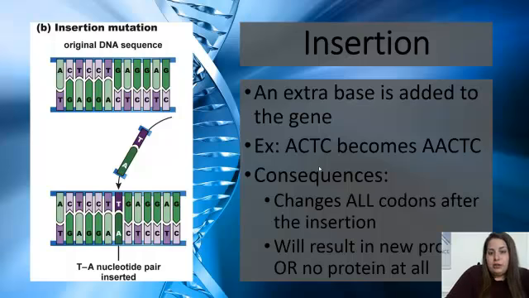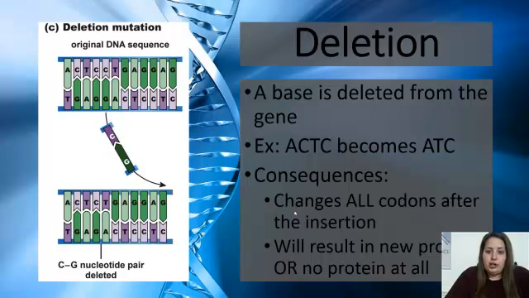So insertion is the next type. This is where an extra base is added. If you notice in the picture here, they take an extra T base and add it in between the T and the G up here. So what is going to end up happening is that every single codon after this base is inserted will be different, because now we're shifting the reading frame. We're changing the three-letter codons that we're looking at. Most of the time this ends up resulting in an entirely new protein or no protein at all, since so many codons are being changed.